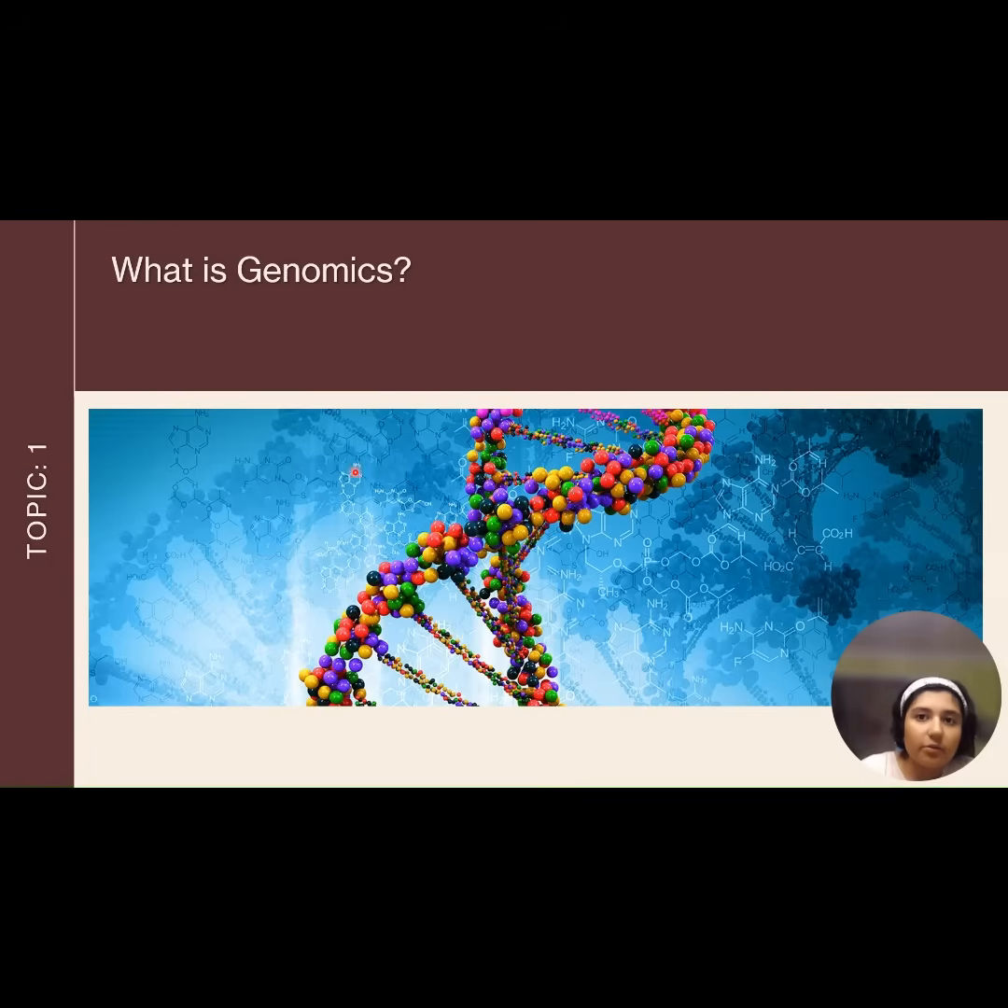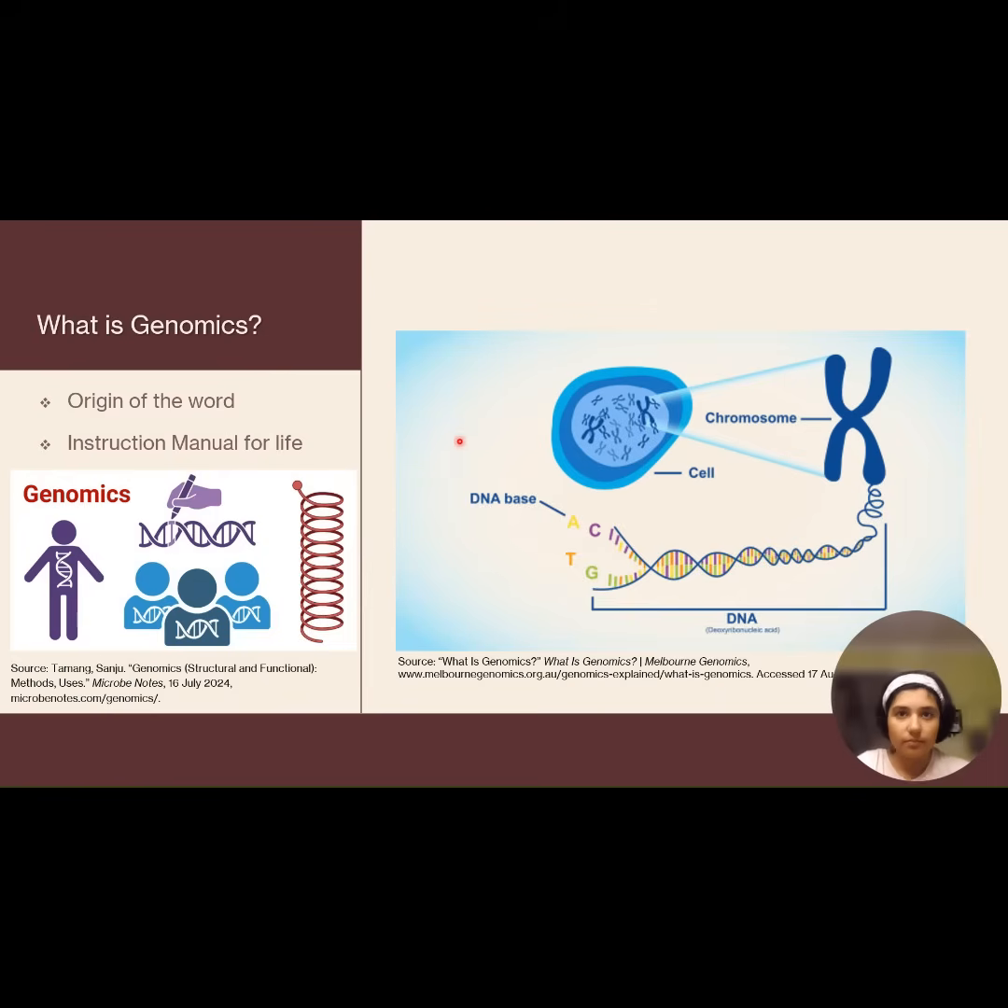So now we can start with the first topic and understand what genomics is and how it is different from genetics. So it's important to understand where the word came from. The word genomics originates in 1986, created by geneticist Thomas H. Roderick. He proposed it as a name for a new scientific field that is focused on the study and comparison of genomes across species.